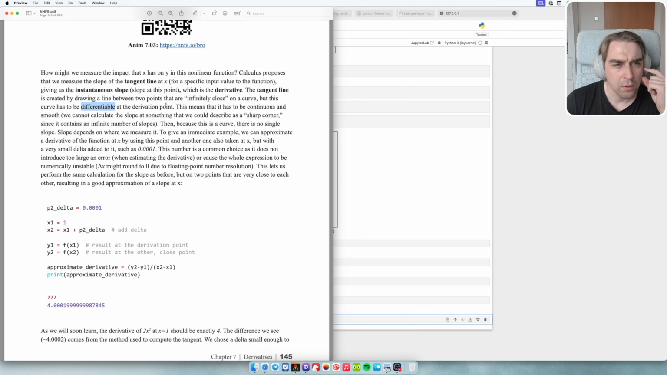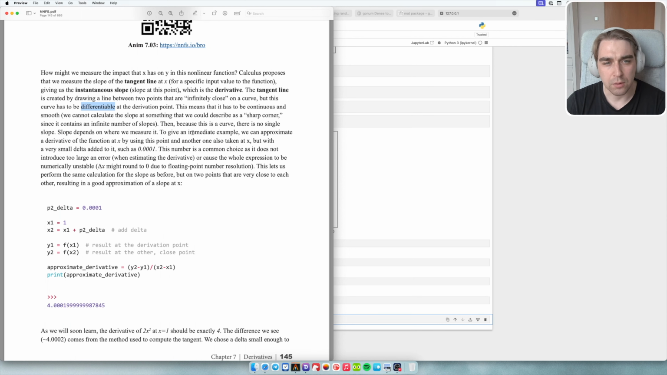at the derivation point. This means that it has to be continuous and smooth. We cannot calculate the slope at something like a sharp corner, since it contains an infinite number of slopes. That's true. Then because this is a curve, there is no single slope. Slope depends on where we measure it.